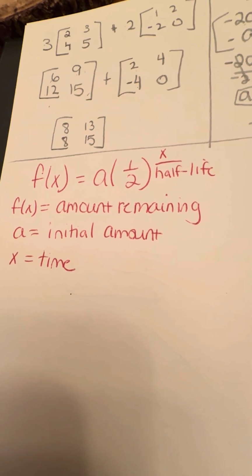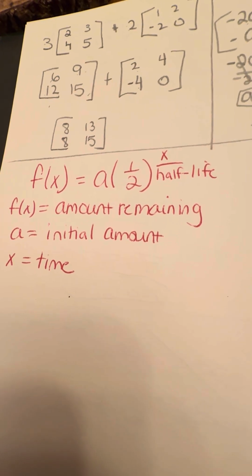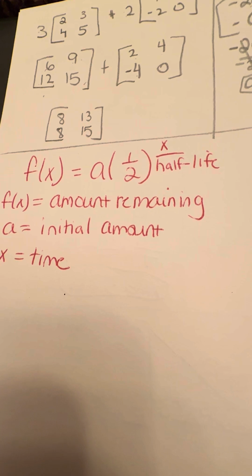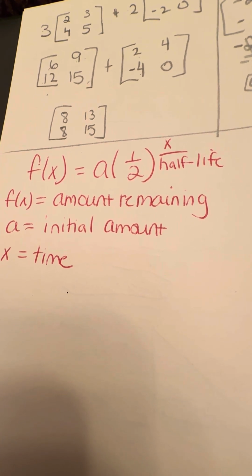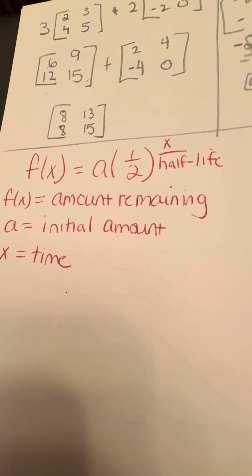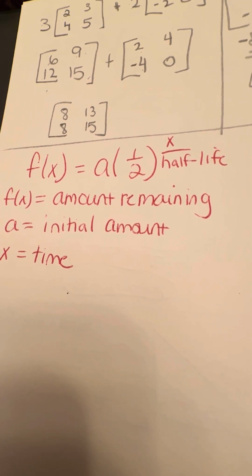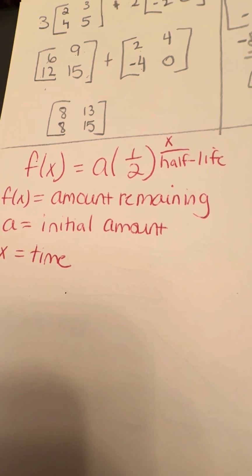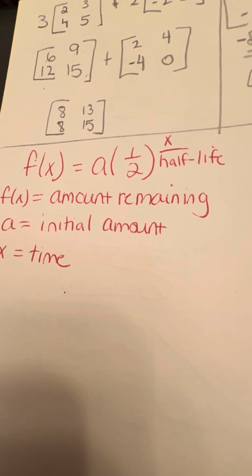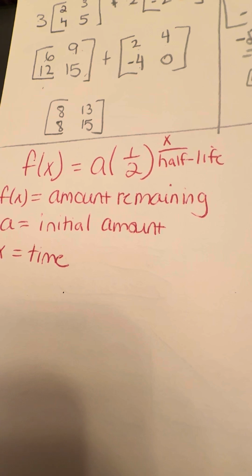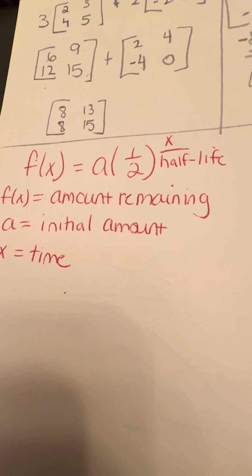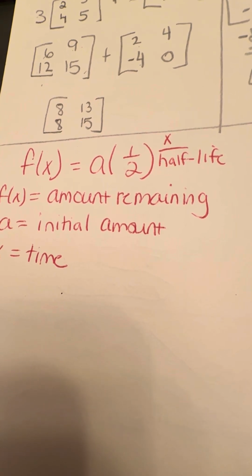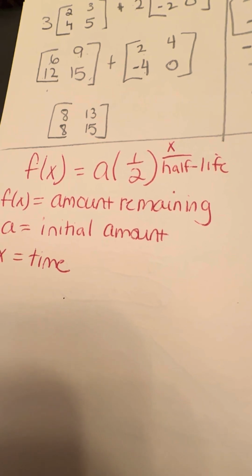So f of x is what's remaining. And then we have our a, which is our initial amount. So that's the amount we start with at the beginning of this problem. And then we always are using 1/2 because we are talking about half-life problems. And then our x is our time, which typically we have a lot of with these types of problems. And then we have whatever the half-life hours or time is.